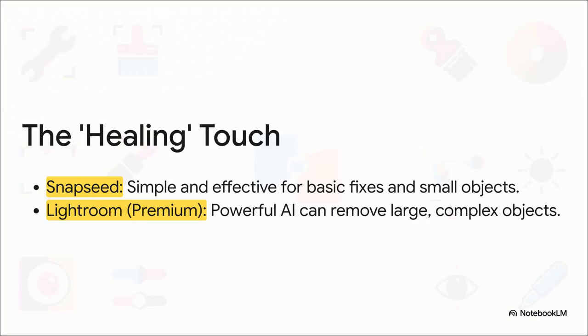Okay, let's talk about something we all do, getting rid of stuff in our photos. Snapseed's healing tool, it's awesome for quick little fixes, like zapping a blemish or a piece of dust. But then you look at Lightroom's AI Remove tool, and this is a premium feature. And it can literally erase an entire person from a busy background. It is a massive jump in power. But, and it's a big but, that power comes with a price tag.